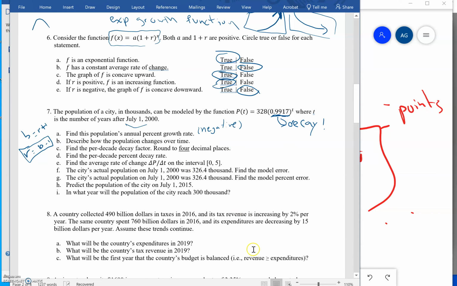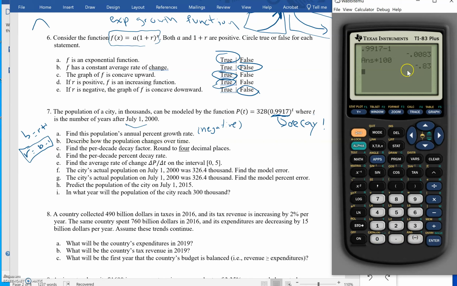So let me go to the calculator, and we'll do this. That's 0.9917 minus 1. And then we will need to put that in percent form, and multiplying that by 100 gives me negative 0.83%. So as expected, we have a negative growth rate, and that's it, negative 0.83%. Okay, how does the population change over time? Well, it's a decreasing function, so it's decreasing exponentially. That's how it changes.